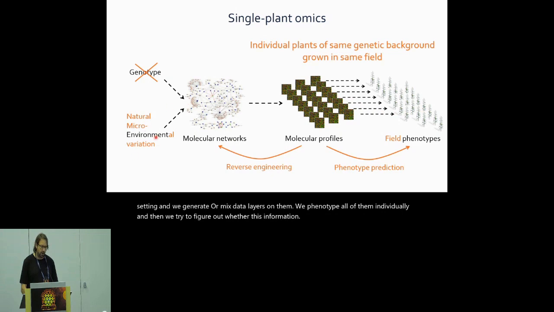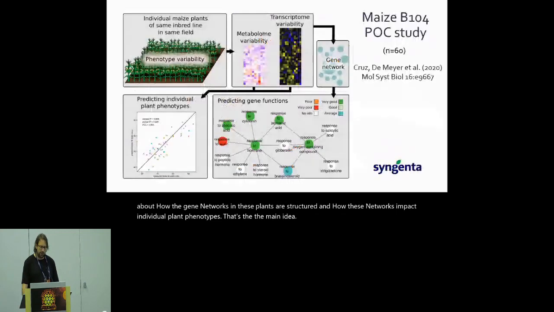coming out of these natural microenvironmental variations that tells us something about how the gene networks in these plants are structured and how these networks impact individual plant phenotypes. That's the main idea. And we've tested this previously on two different crops.